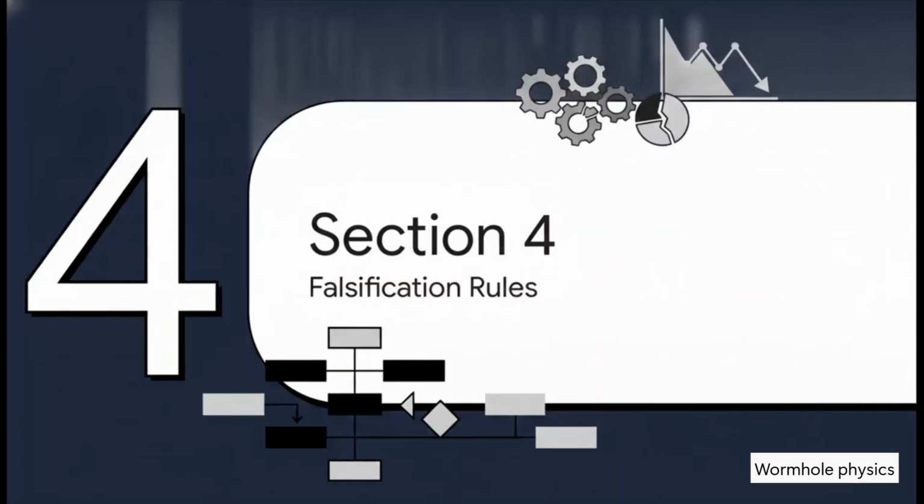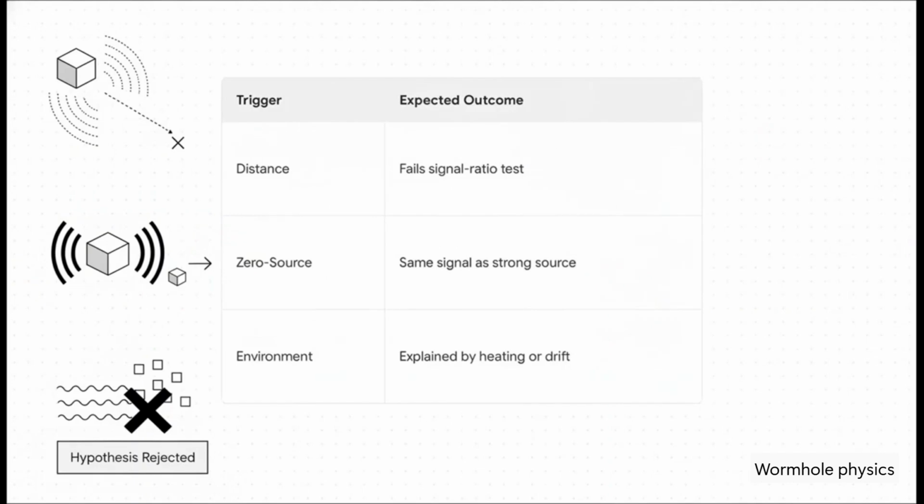Section 4. Strict falsification parameters. The absolute hallmark of excellent science isn't just designing tests to prove yourself right. It's meticulously defining exactly how you can be proven wrong. These are our tripwires. If we double the distance and the signal doesn't drop by exactly 48 to 50%, the hypothesis fails. If we turn the machine almost completely off, but the detector still reads a strong signal, it fails.